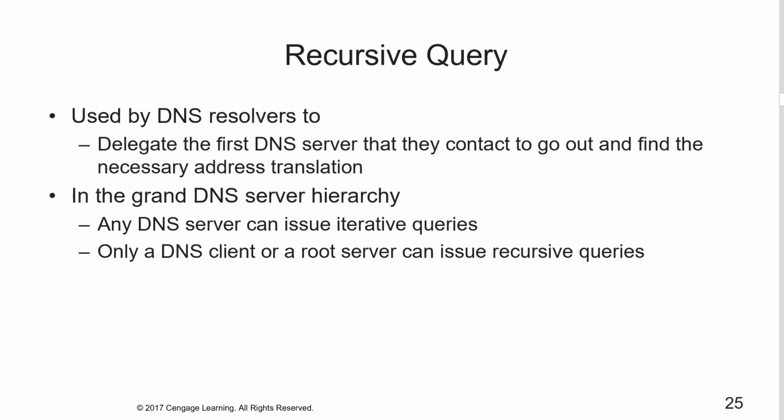So a recursive query requires the DNS server to take the responsibility for providing the answer, including contacting other DNS servers, until it can produce some result for the DNS client. You have to have a result. So it's used by DNS resolvers to delegate the first DNS server that they contact to go out and find the necessary address translation. And in the overall DNS server hierarchy, any DNS server can issue iterative queries, but only a DNS client or a root server can issue recursive queries.